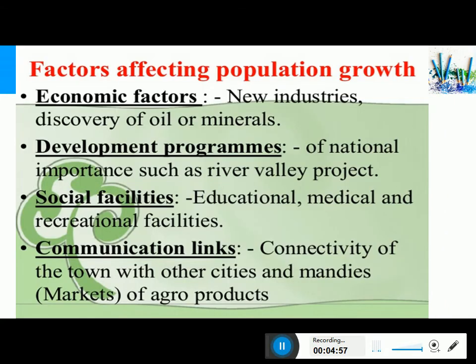What are the factors affecting population growth? What actually contributes to more population growth? So the first one is economic factors.